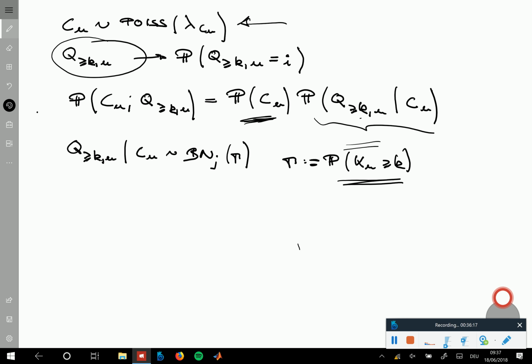Yeah. What does that mean? That means in the case that we have J clusters, so assume that we have J clusters, so let's say 5 clusters. These are our 5 clusters. Then there is a probability for each of these clusters to have a volume larger than K.